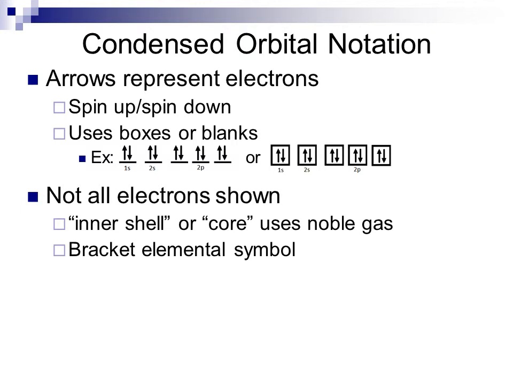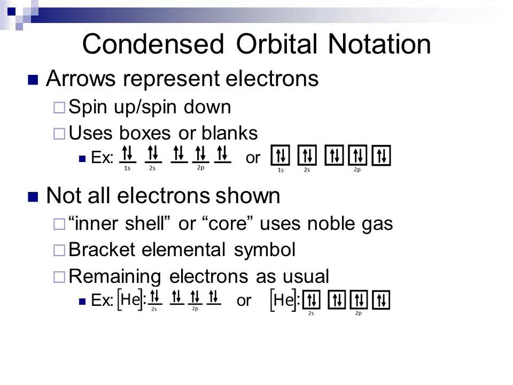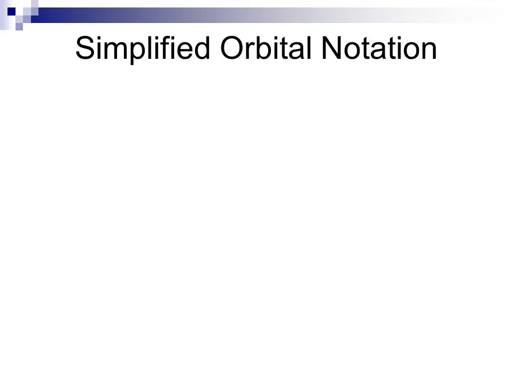The electron configuration for helium is a 1s with 2 electrons in it. So I would put the electrons from the noble gas inside the bracket, or represent them using the bracketed elemental symbol, and the remaining electrons are drawn out as normal. So for this above example, the 1s electrons would be represented using the helium core, and then the 2s and 2p electrons are represented in the same fashion as they have been previously, using arrows up and down, either with blanks or with boxes.